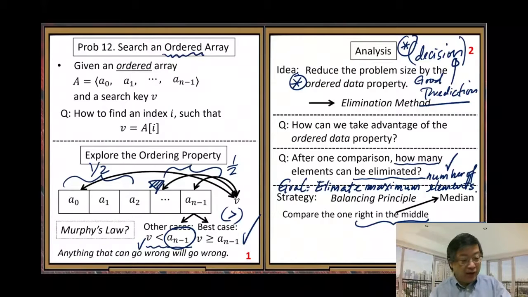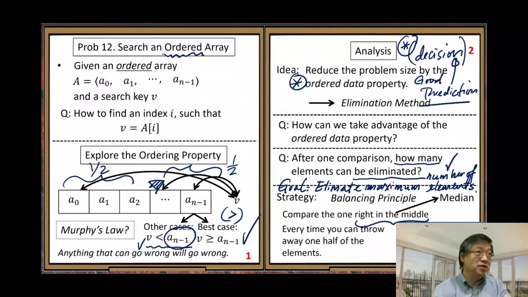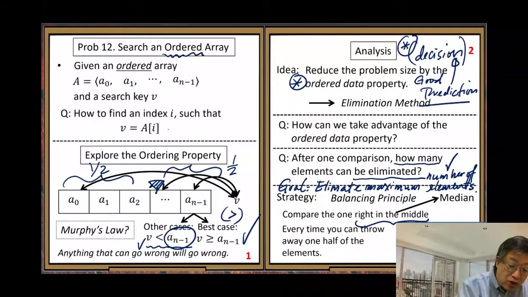Now we compare the given key with the median. Every time you can throw away 1/2 of the elements. This is the elimination result we can enjoy. We can eliminate the maximum number of elements. And we can easily see this decision is better than other decisions. I just draw a simple diagram to show this.